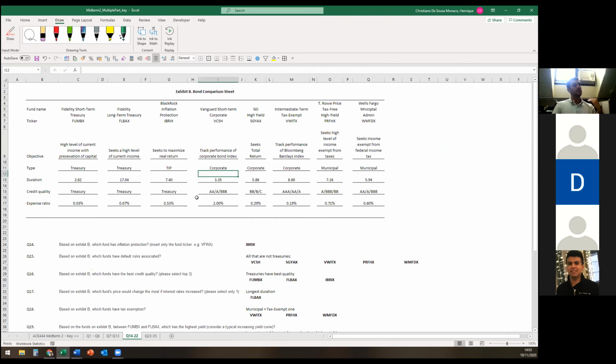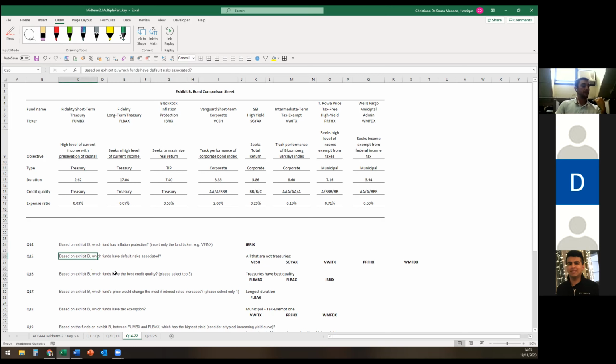So moving on, we have here, I'm drawing yet. We gave you this comparison sheet between different bond funds, and we have some questions related to that. First question, so they're all based on the same thing here. Which fund has inflation protection, right? And you should be able to look here at the type or even in the title to find out which one is a TIP. Remember, only treasuries have inflation protection, this special kind of bond. So that will be this IBRIX fund.